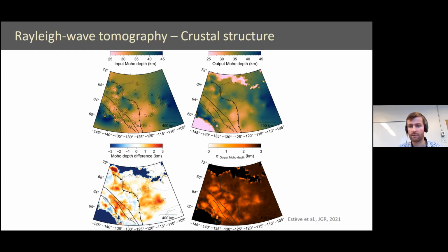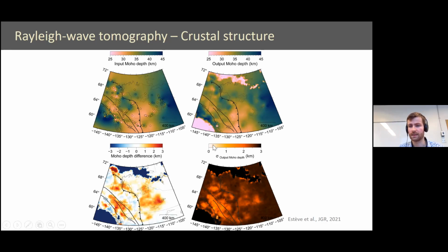Another region where we have a deeper MOHO is here, south of the Denali Fault. That's what you would expect where you have a collision zone, because you have the Yakutat flat subduction here. And so you would expect a crustal thickening, and that was what we see here. So that's kind of cool.